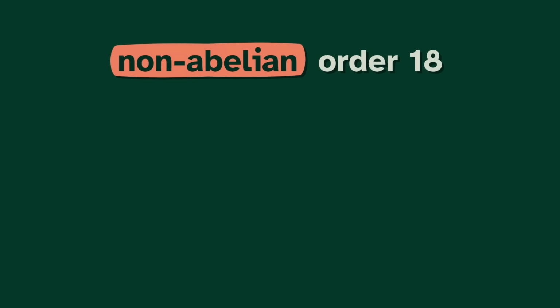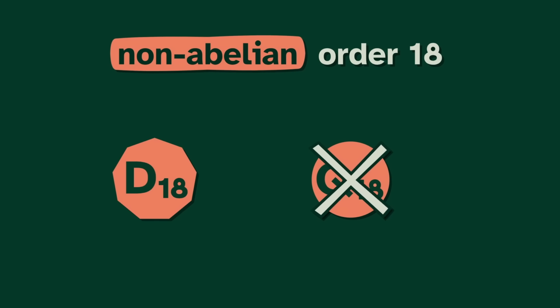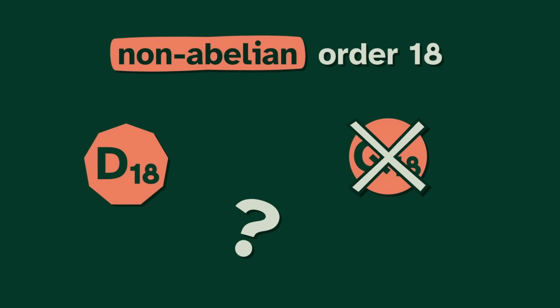Now let's find the non-Abelian groups. We'll start with order 18. Okay, there's D18 of course, but there's no quaternions since it's not divisible by 4. I'm not sure if there's anything else. I agree. Wait, you don't know? No, I agree that you're not sure. Why would you even say that?